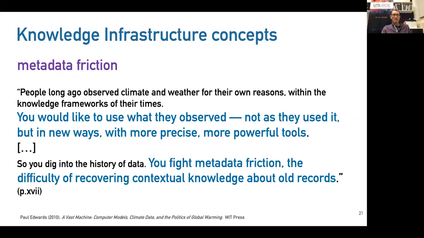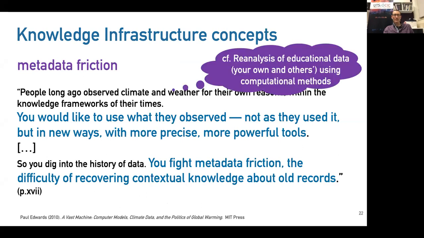So one is called metadata friction. Obviously there's a lot of climate and weather data, and what they do in climate science is continually go back over that data and want to reanalyze it with new data, with new tools. And they then come across what they call metadata friction, which is trying to understand where did this data come from and who collected it and what tools were they using at the time and so forth. And this is a continual challenge for the field.